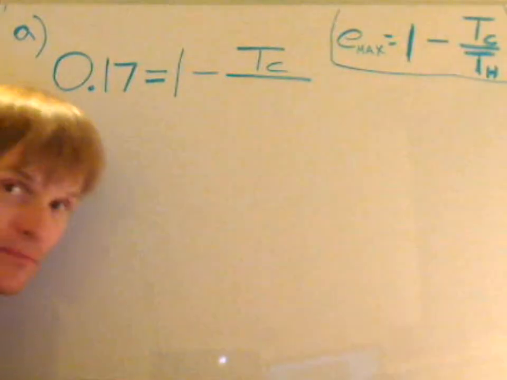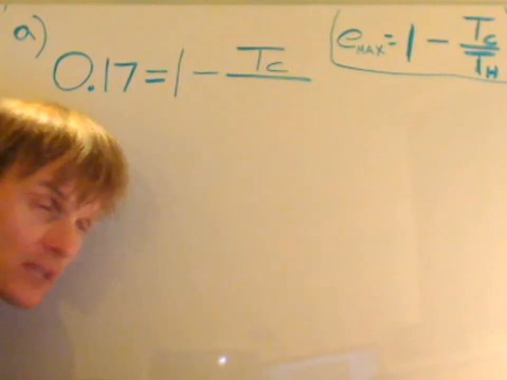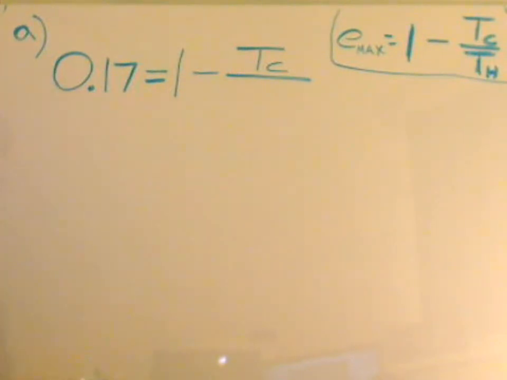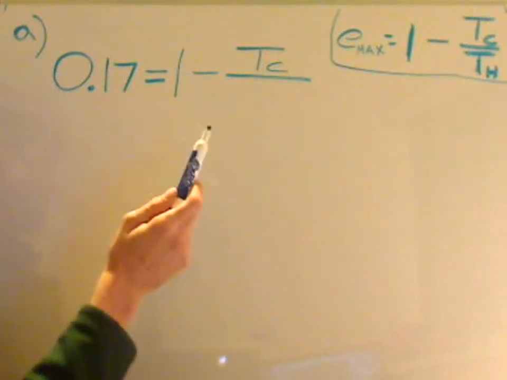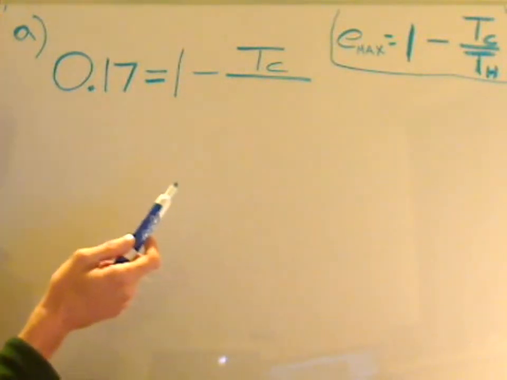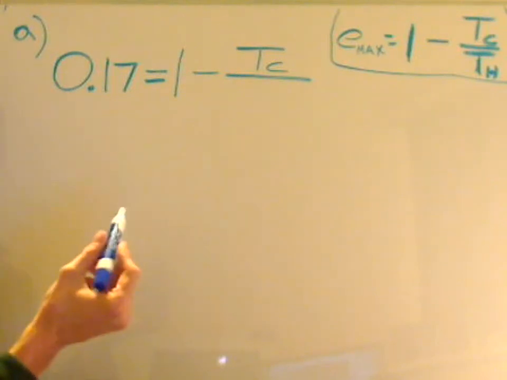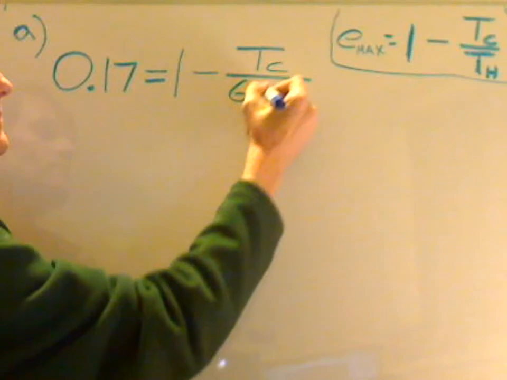Now we're given in the problem 425 degrees Celsius, but to use this expression, everything has to be in kelvins. So we need to convert that 425 into kelvins. So 425 Celsius plus 273 gives you the Kelvin temperature. So 425 plus 273 is 698 Kelvin.